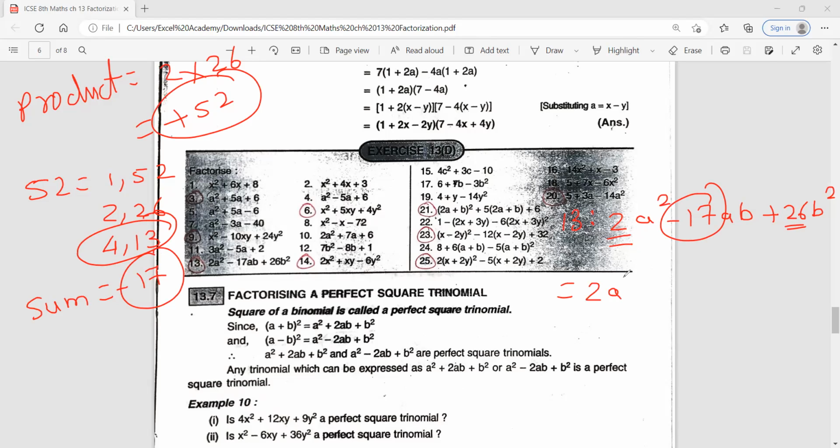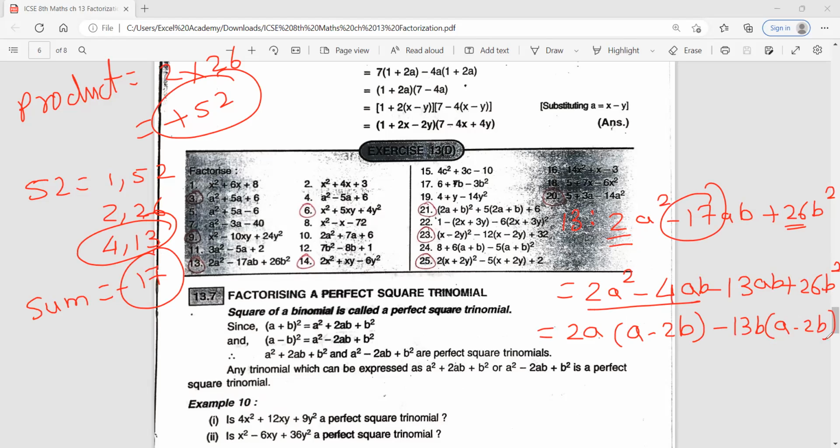So you'll get 2a square minus 4ab minus 13ab plus 26b square. Sorry, 4ab and 13ab, sorry. So here you can take 2a common, you will get a minus 2b. Here you can take 13b common and inside you get a minus 2b. So here you will get a minus 2b in one bracket and 2a minus 13b in another bracket. These are the two factors.